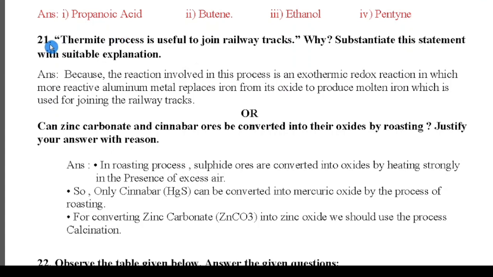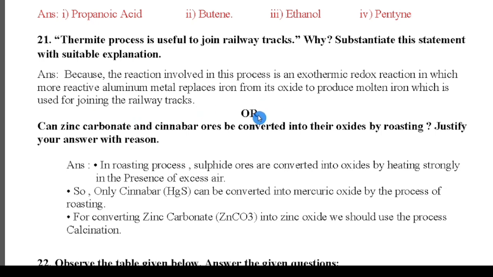Question number 21. Thermite process is useful to join railway tracks. Why? Substantiate this statement with a suitable explanation. Because the reaction involved in this process is an exothermic redox reaction in which the more reactive aluminum metal replaces iron from its oxide to produce molten iron, which is used for joining the railway tracks.